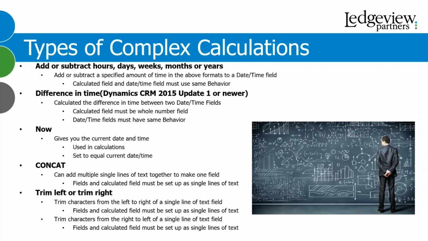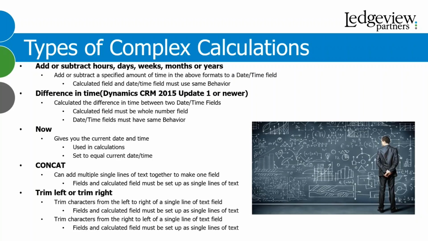Complex calculations. Now I promise you these are not as complex as the gentleman in the lower right-hand corner has, much, much simpler. You can add or subtract hours, days, weeks, months, years. Those are the different options that you have. So if you want to add a specified amount of time to a date and time field, say the created on date, and you want to add 5 days to it, you would use the calculated fields and adding days.